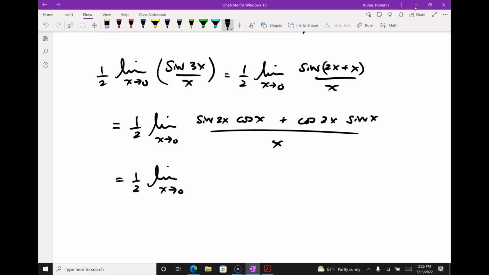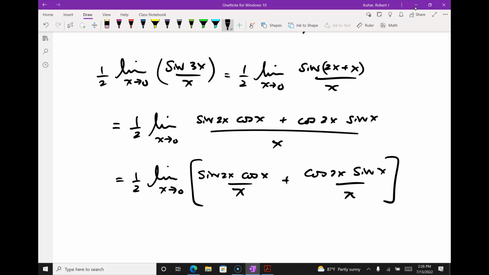So we do something called divide and conquer. When I have a multi-term numerator, I can split it up into a couple of fractions. So we're going to do sine 2x cos of x over x plus cos of 2x sine of x over x.